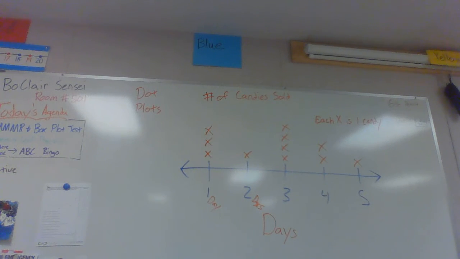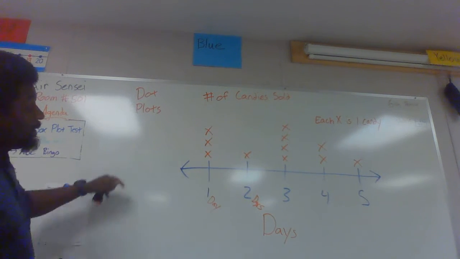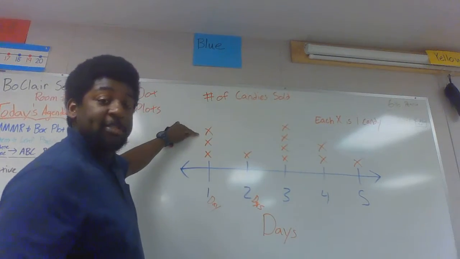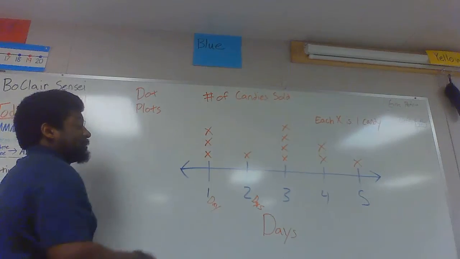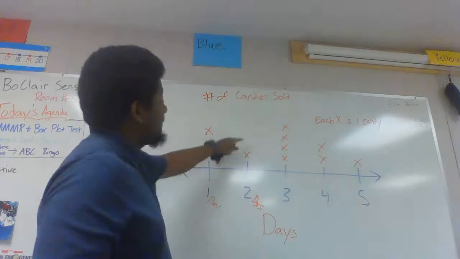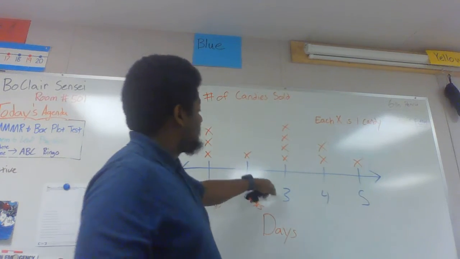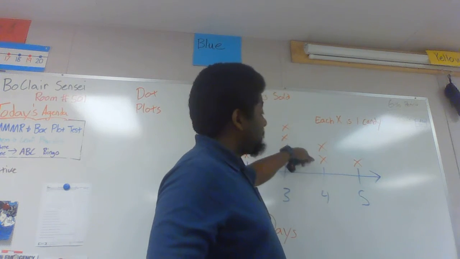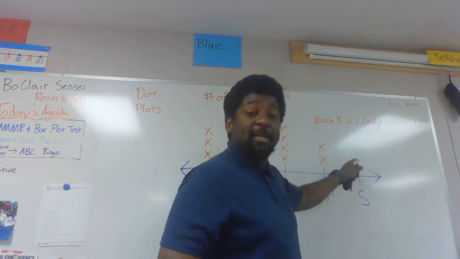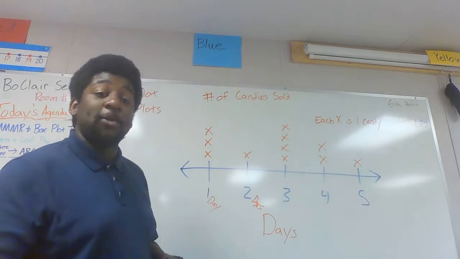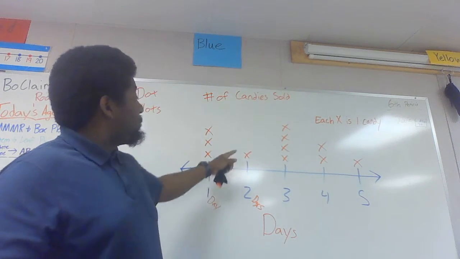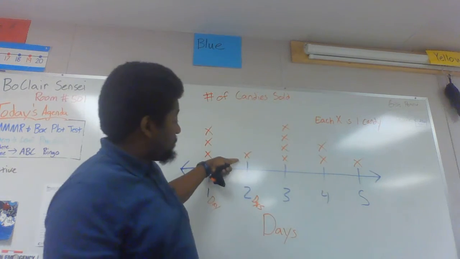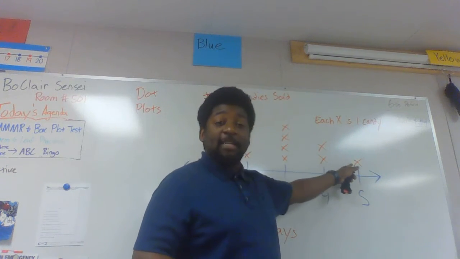The last question you might see is, which days did I sell less than 3 pieces of candy? Here I sold exactly 3. So if I sold 3, I did not sell less than 3, so it's not day 1. Day 2, I sold less than 3. On day 3, I sold 4. Day 4, I sold less than 3. And day 5, I sold less than 3. So if the question is, which days did I sell less than 3 candies, that would be day 2, day 4, and day 5.